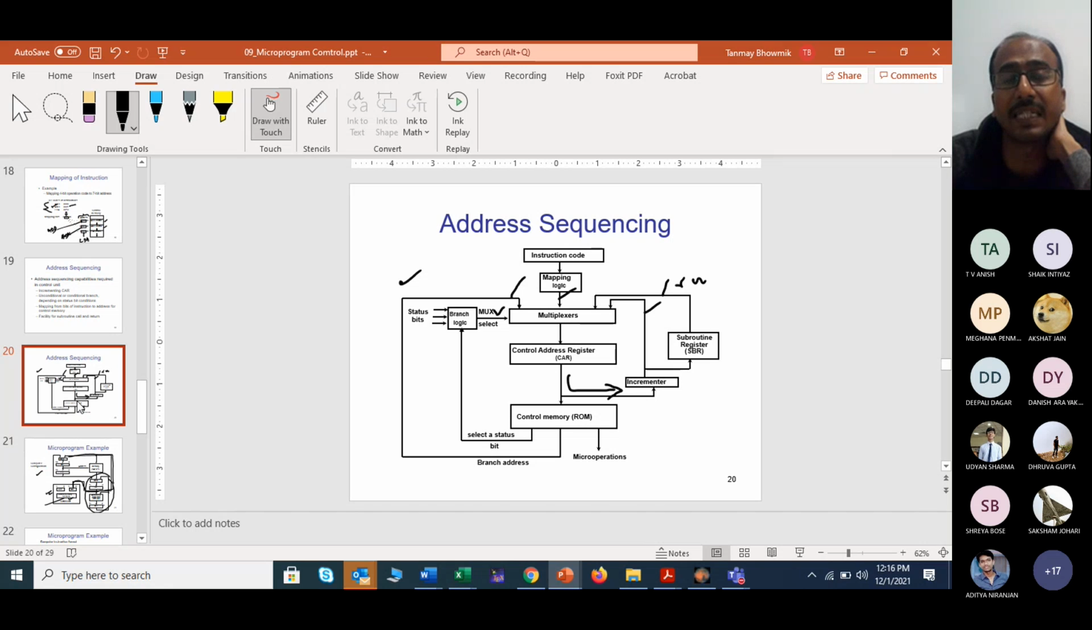So after getting the instruction code and mapping logic, one multiplexer will be there which will decide which of the registers will go to the control address register. So from where can the data come? Actually, when you are getting this instruction code or mapping logic, you are simply getting some instruction. So that can be one option.